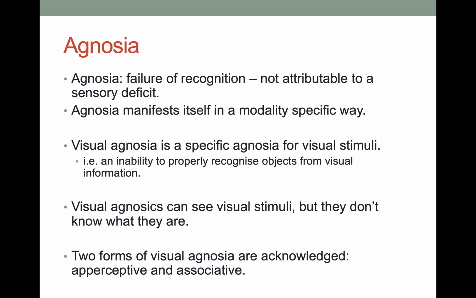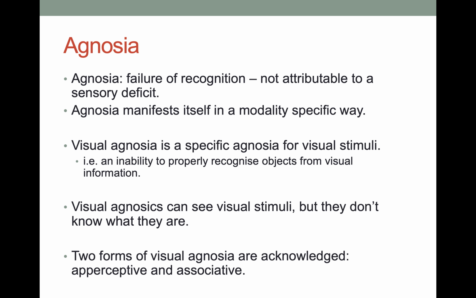Agnosia, in a more general sense, is a failure of recognition that is not attributable to a sensory deficit or to verbal or intellectual impairment. Visual agnosia is a specific agnosia for visual stimuli, in other words, an inability to properly recognise objects from visual information. Now, visual agnosics can see visual stimuli, but they don't know what they are.